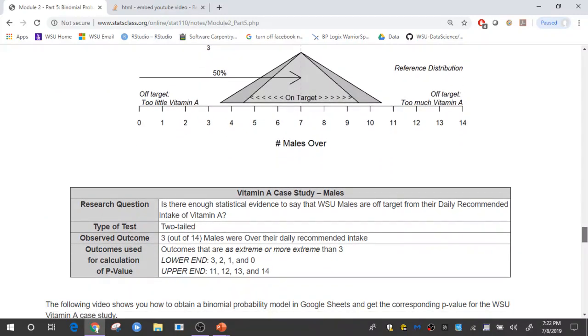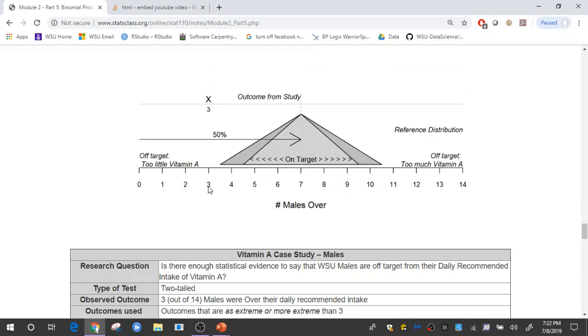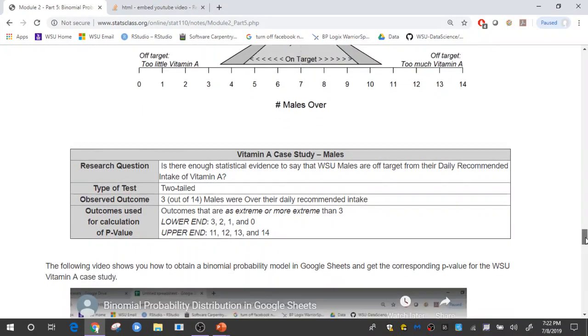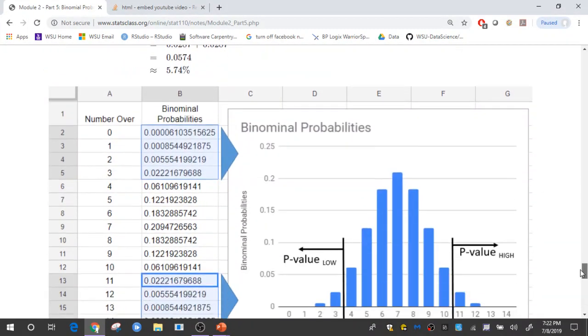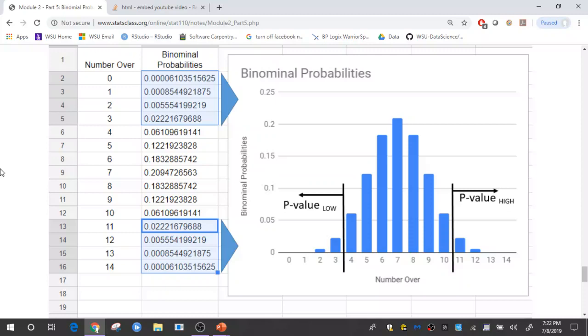When we're obtaining the p-value again, we need values as extreme or more extreme than the study outcome. So here that's going to be values 3, 2, 1, 0. And then on the right side it's going to be 11, 12, 13, 14. And those are the values that need to be highlighted when I'm in my spreadsheet. So you can see here on the screen that I need to highlight the values 3, 2, 1, 0. I need to highlight the probability values associated with outcomes 3, 2, 1, 0, which I've done here.